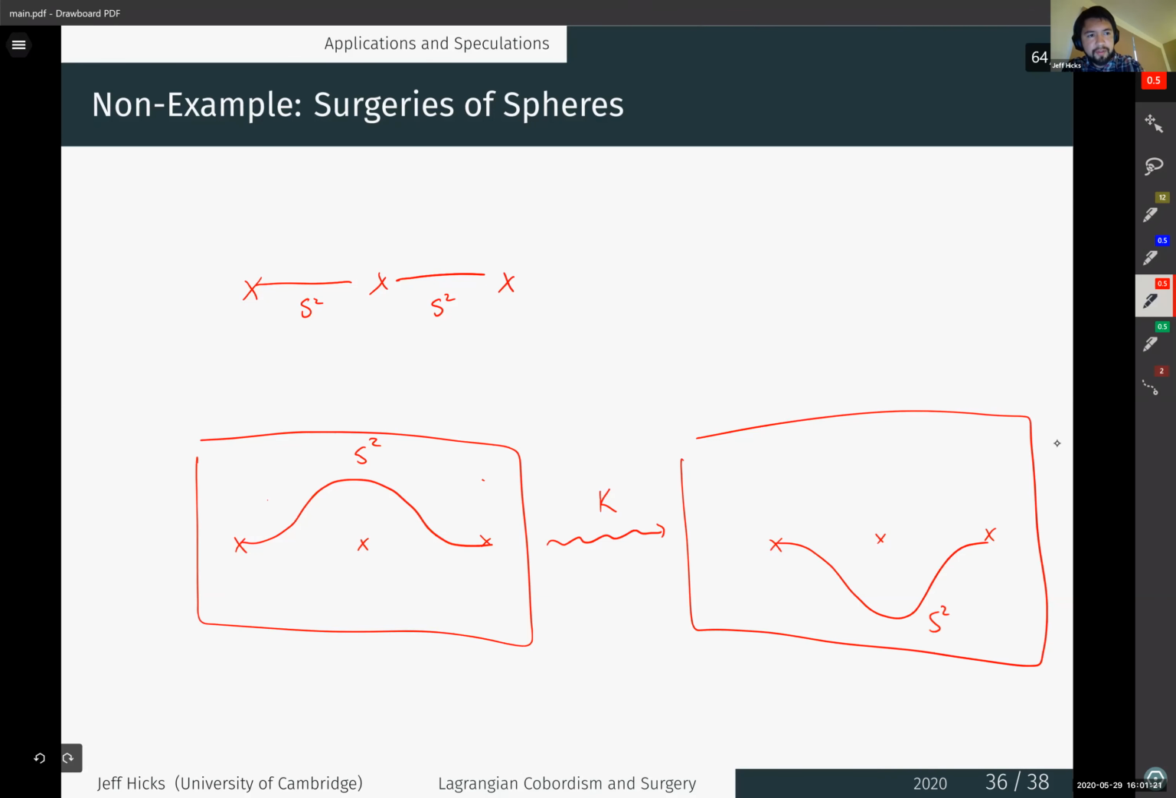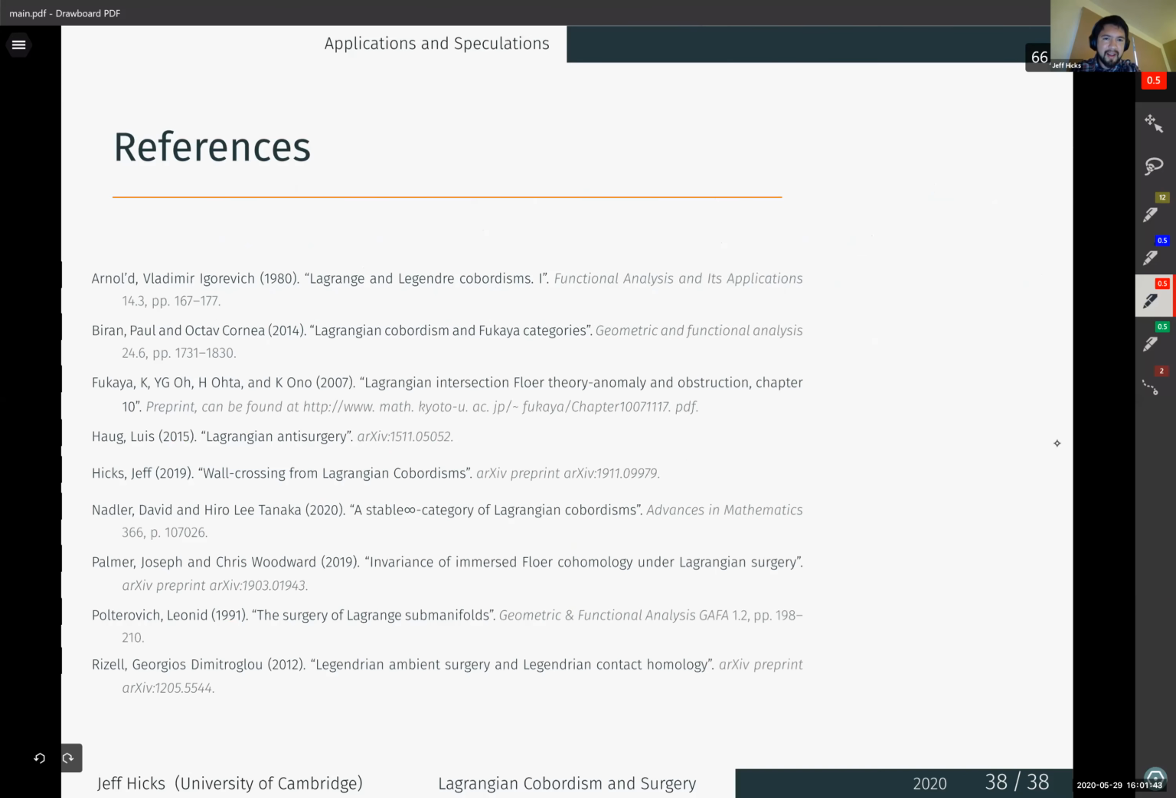This technique of proof would allow you to compute the Floer cohomology for that Lagrangian cobordism, but then it would also allow you to show that Lagrangian cobordism doesn't provide a continuation map in the Fukaya category because it's obstructed. I think I'm out of time, so I will stop there. And thank you everyone for showing up.